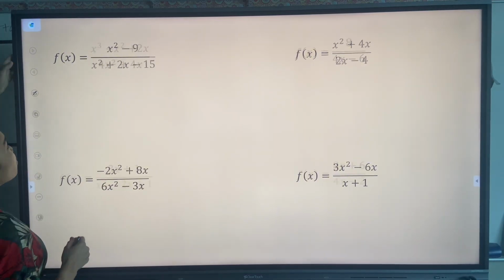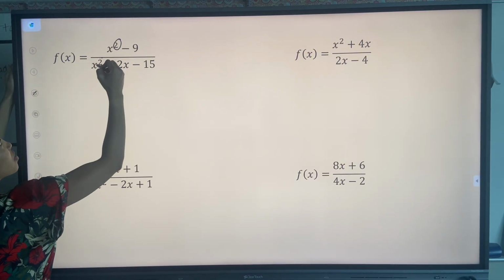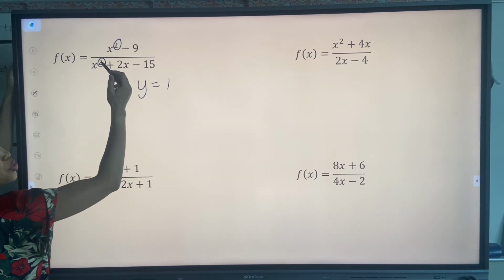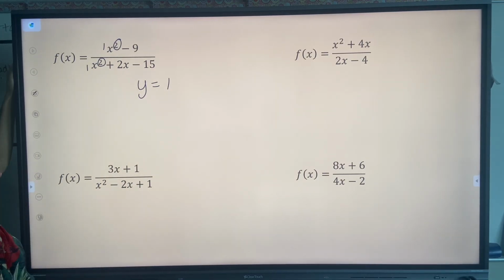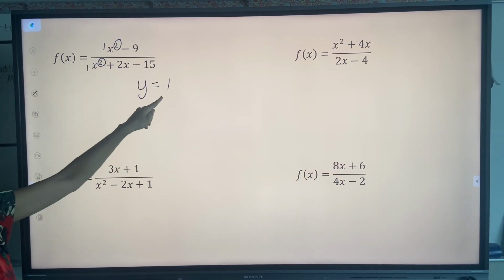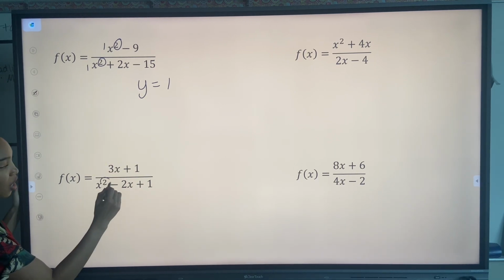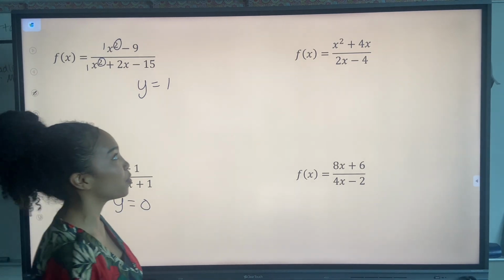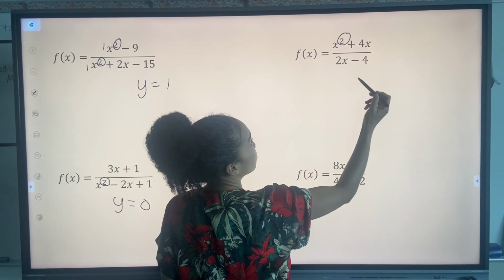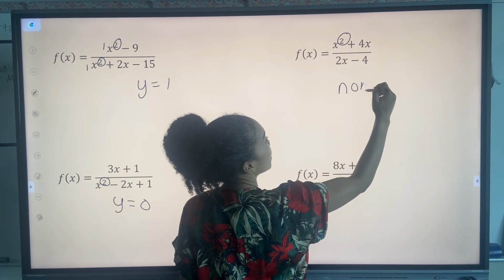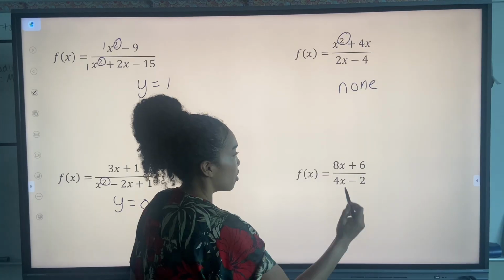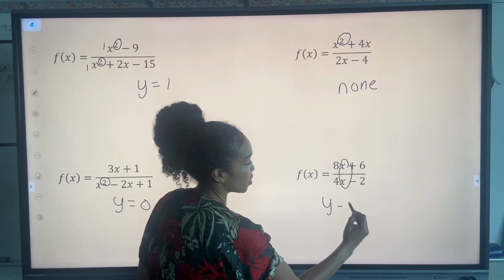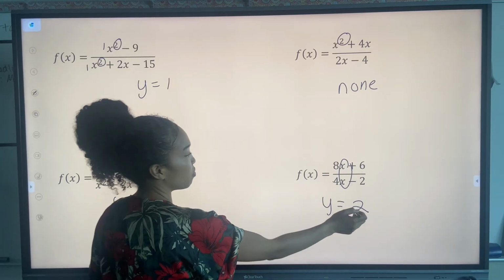For this example, the exponents are the same. What is it? y is equal to 1. Because what did you do? Divided the coefficients. 1 divided by 1 is 1. For this one, it's big on the bottom. What is it? 0. Bobo. Okay, what's this one? None, because it's big on top. These are the same, so what's the answer? 2, because 8 divided by 4 is 2.